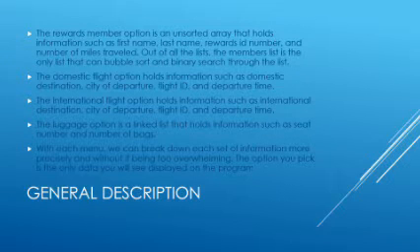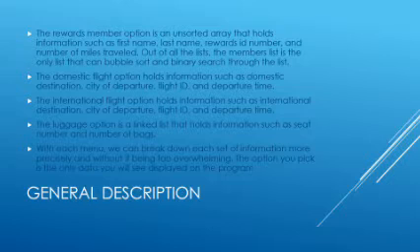The rewards member option is an unsorted array that holds information such as first name, last name, rewards ID number, and number of miles traveled. Out of all the lists, the members list is the only list that can bubble sort and binary search through the list. The domestic flight option holds information such as domestic destination, city of departure, flight ID, and departure time. The international flight option holds information such as international destination, city of departure, flight ID, and departure time. The luggage option is a linked list that holds information such as seat number and number of bags.